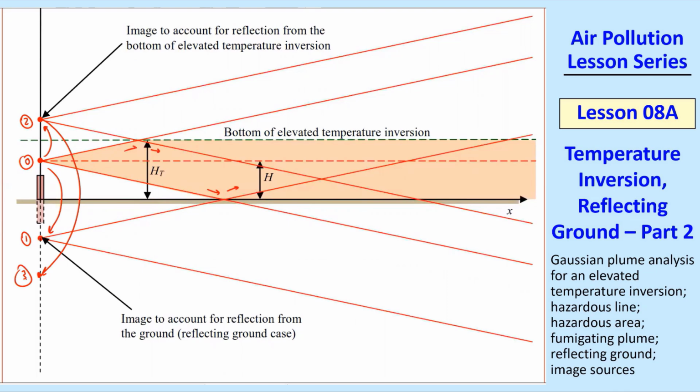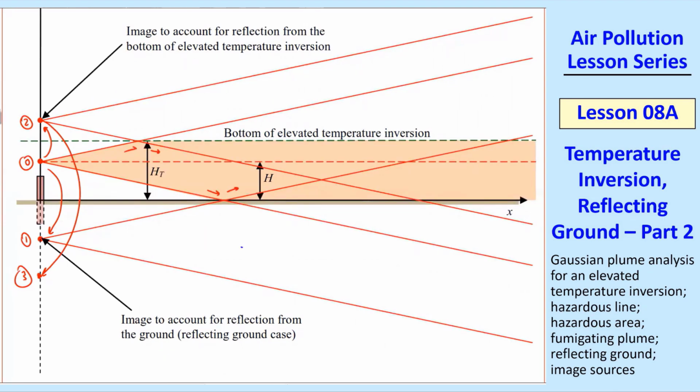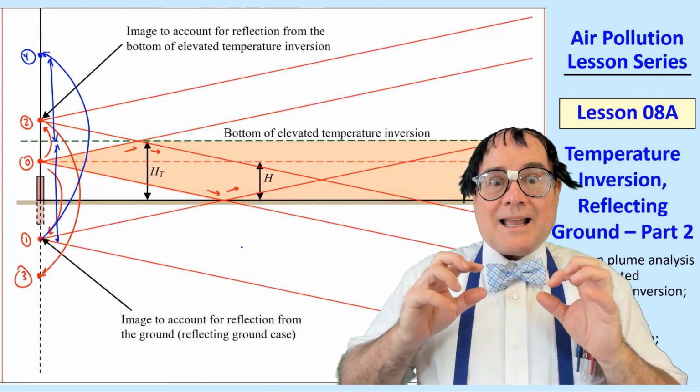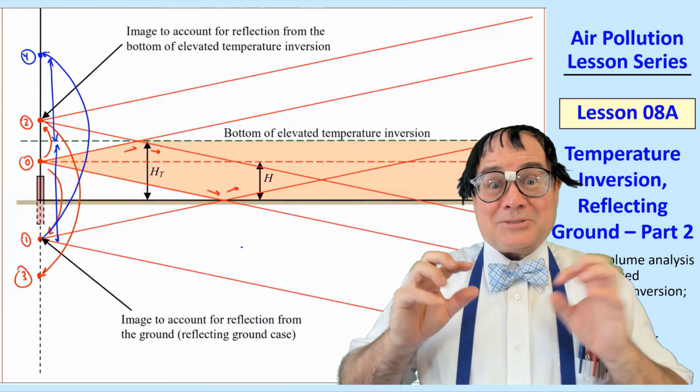Okay, are we done yet? Well, no, because this source 1 has to reflect off of the elevated temperature inversion to account for that. So we go from 1 and we mirror image off of this green dashed line. So we're going to go way up here somewhere to 4. So with 4, the distance from the elevated temperature inversion to the source at point 4 has to be the same as this distance here. So you can see the geometry is getting a little complicated. Are we done yet? I think we will need even more image sources.